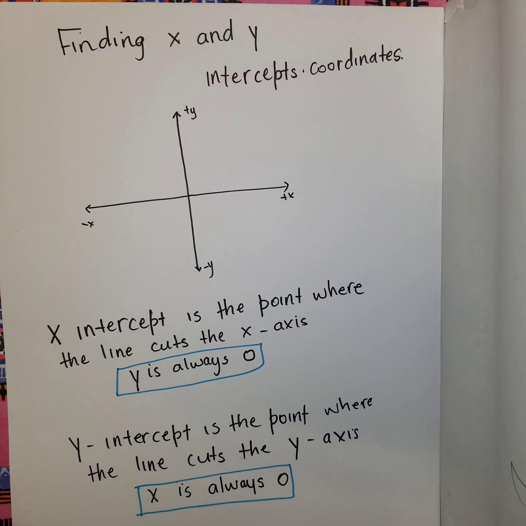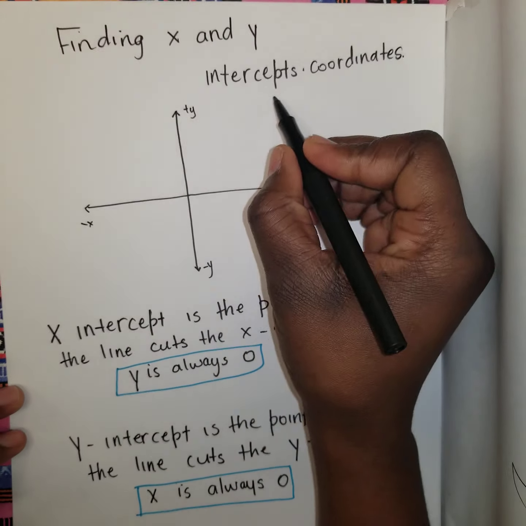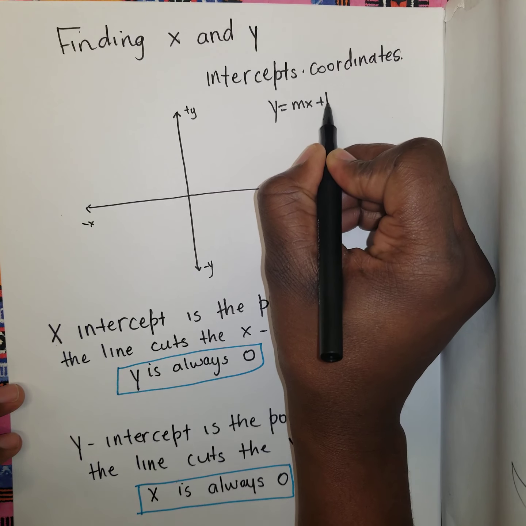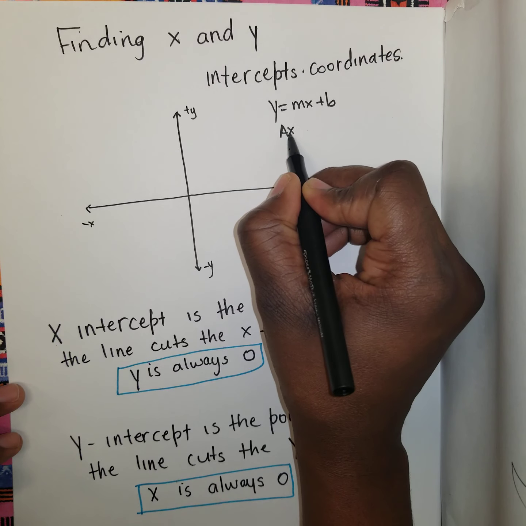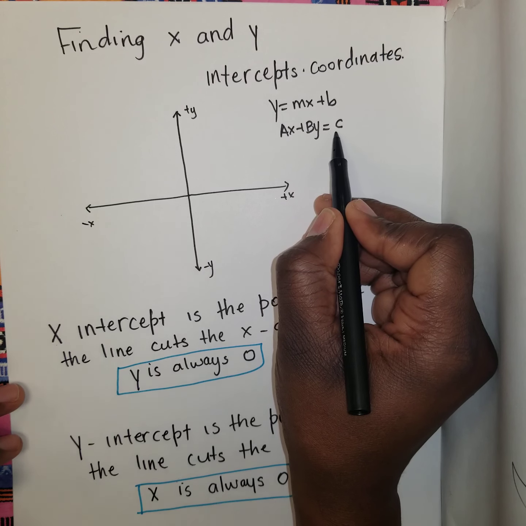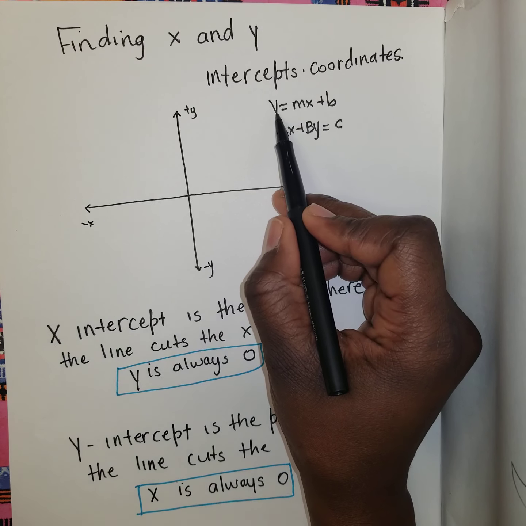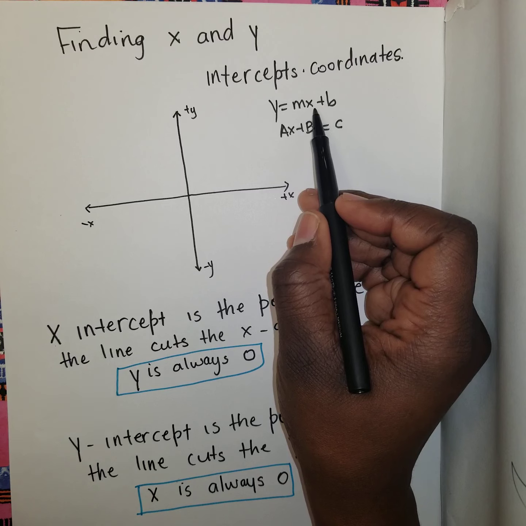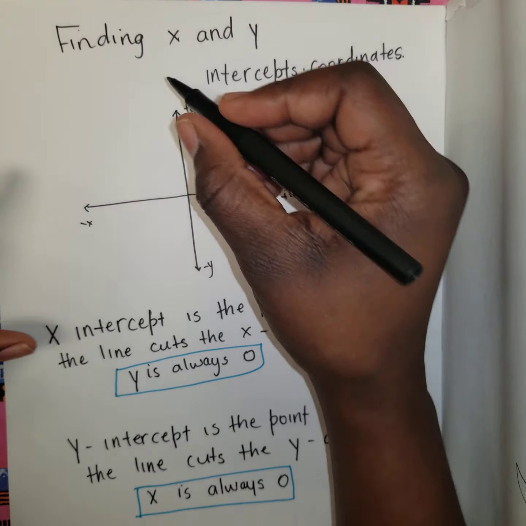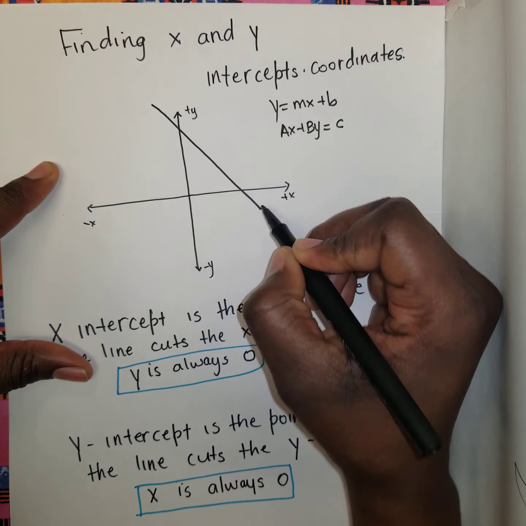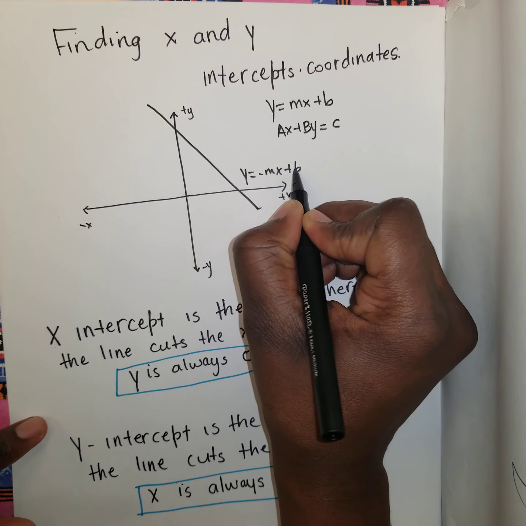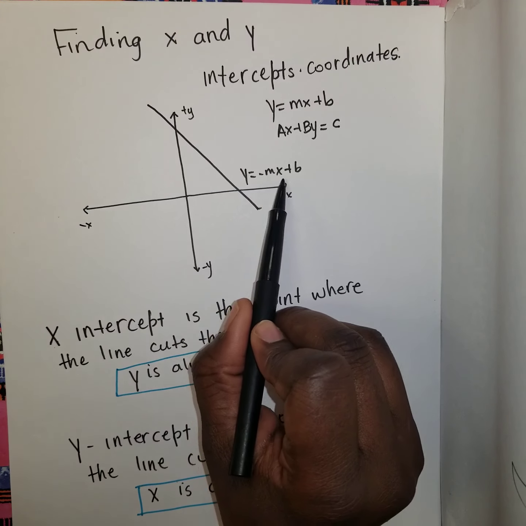When you're given a graph and you're given an equation in the form y equals mx plus b, or ax plus by is equal to c, which is the standard form of the equation of a line, or the equation of the line in the form y equals mx plus b. So we are given a line, all right? So this line is y equals negative mx plus b, because it's a negative slope, so it's a negative mx.